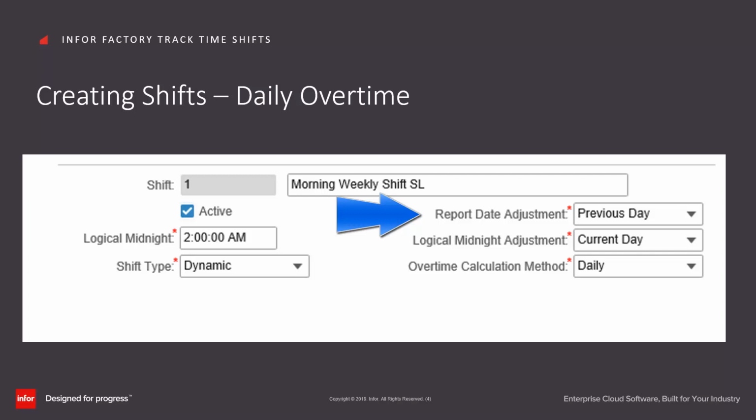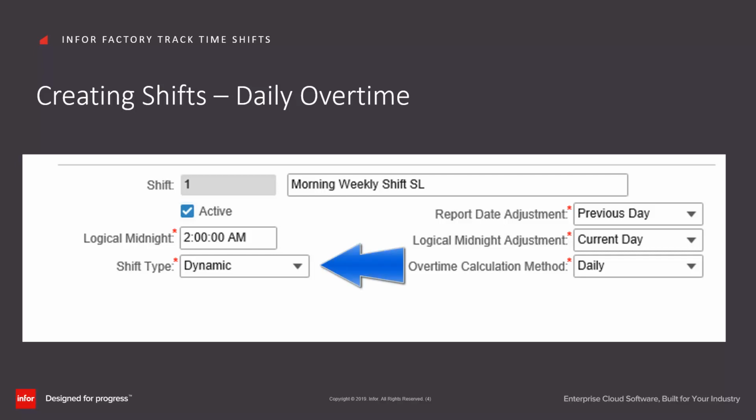Report date adjustment is used to place transaction times onto the proper report date. When report date adjustment is set to next day, a labor transaction that begins on one day and ends on the next will be counted towards the report date corresponding with the transaction stop. When report date adjustment is set to previous day, a labor transaction beginning one day and ending on the next will be counted towards the report date corresponding with the transaction start.